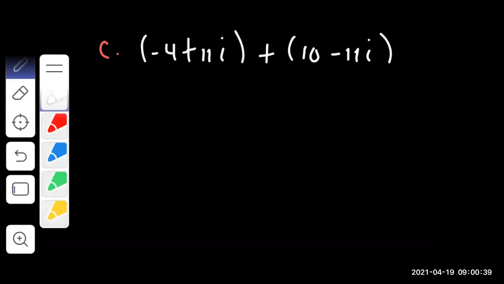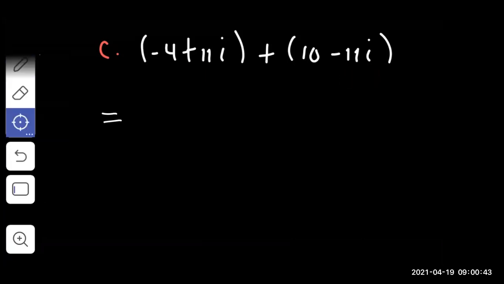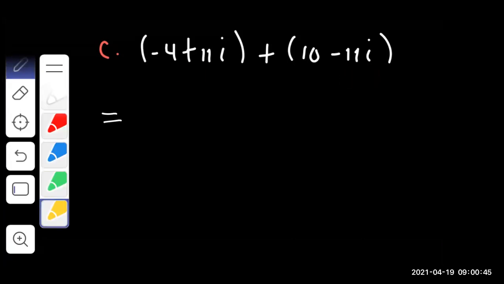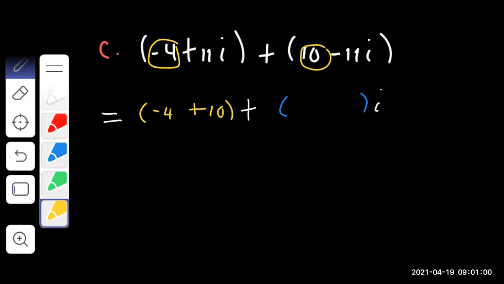All right, and let's have a look at the next one. Letter C, number 3. Again, this is a complex number, so I'm gonna group the real part with real part and the imaginary part with the imaginary part. Let's start off with the real part. Negative 4 is here. What else do we have? I have a 10 here, the real part of the second number, 10.